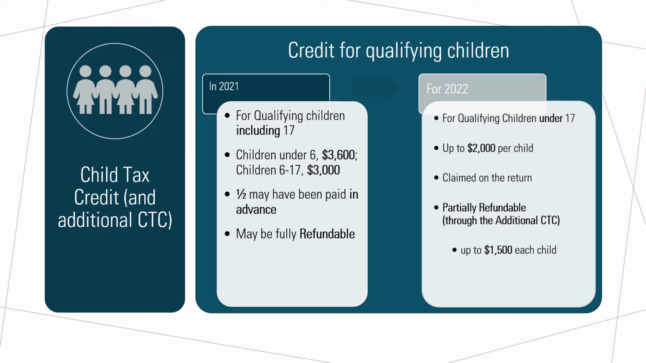For 2022 returns, however, this credit reverts back to its pre-2021 conditions, which means that only children under 17, not including children who are 17 at the end of the tax year, will qualify the taxpayer for $2,000. There was no advance payment, so taxpayers only receive this when they file their return, and it's only partially refundable. That is, the child tax credit itself is non-refundable, but up to $1,500 of the credit can be claimed through the additional child tax credit as a refundable credit if the taxpayers reduce their tax down to 0.